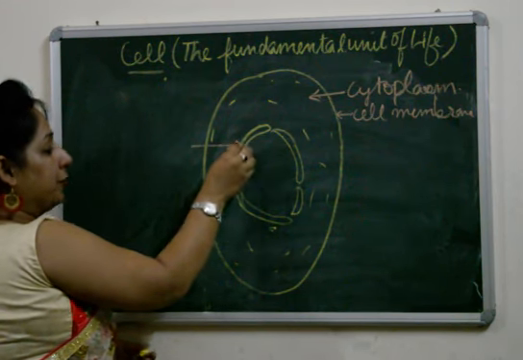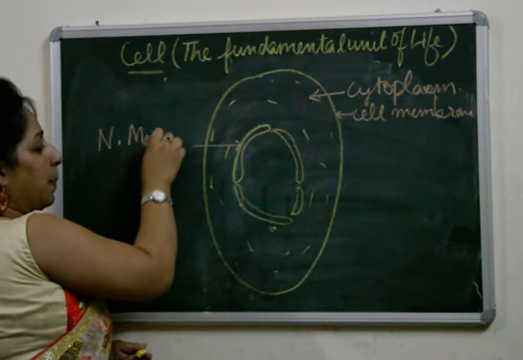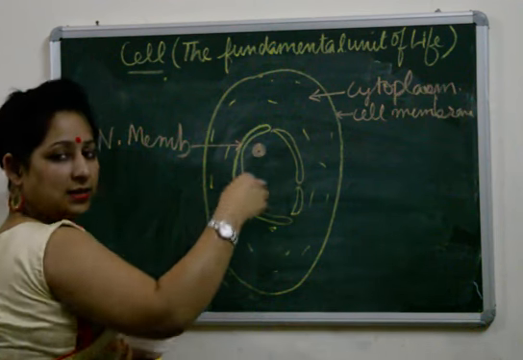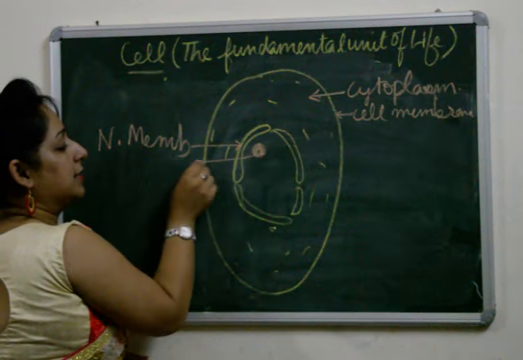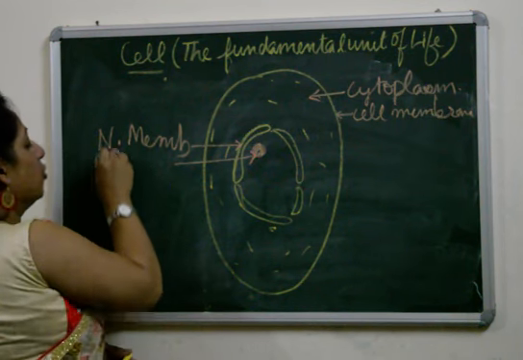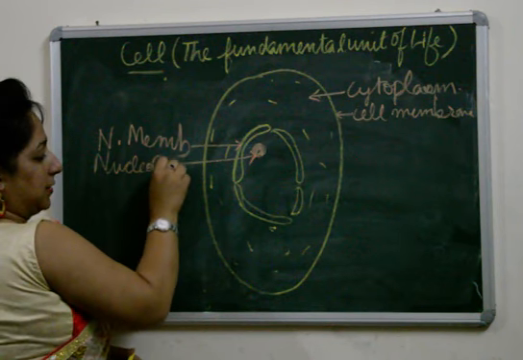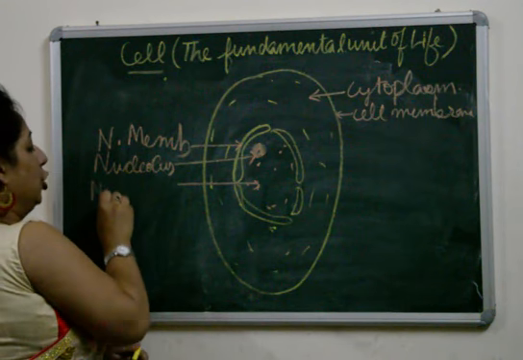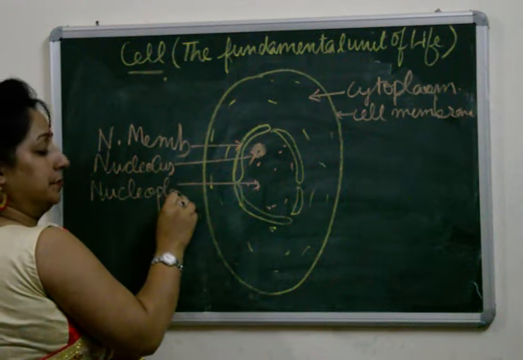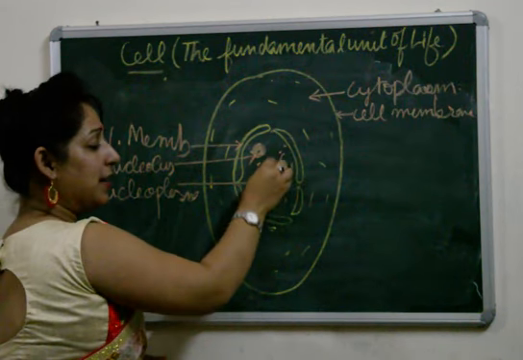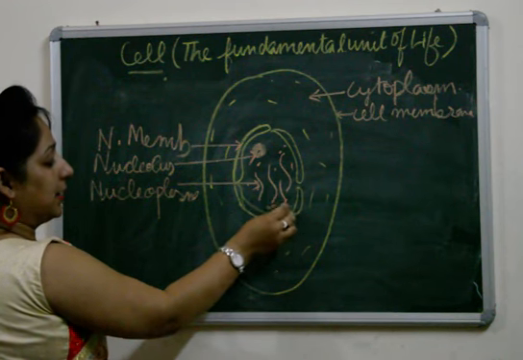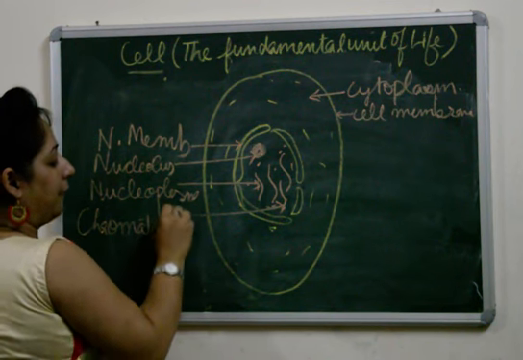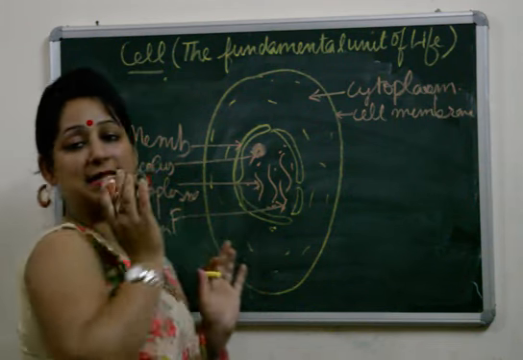The outer membrane of nucleus is known as nuclear membrane. It has a very darkly stained body in the center inside the nucleus, known as nucleolus. It has a fluid which fills the nucleus known as nucleoplasm. And it has a very important part, the thread-like structures present in it, known as chromatin fibers. Now, I'll explain the nucleus in detail first.